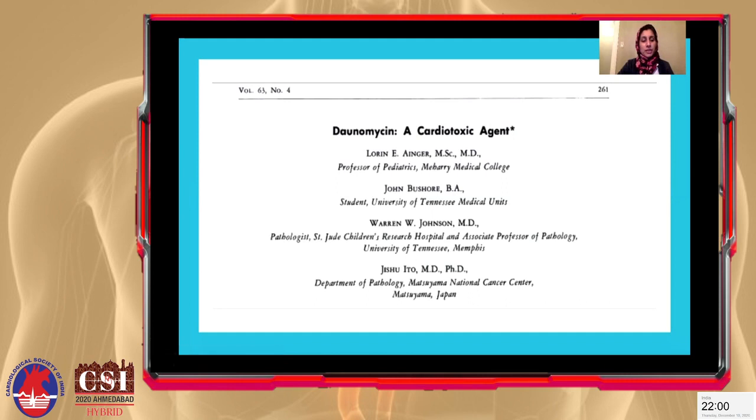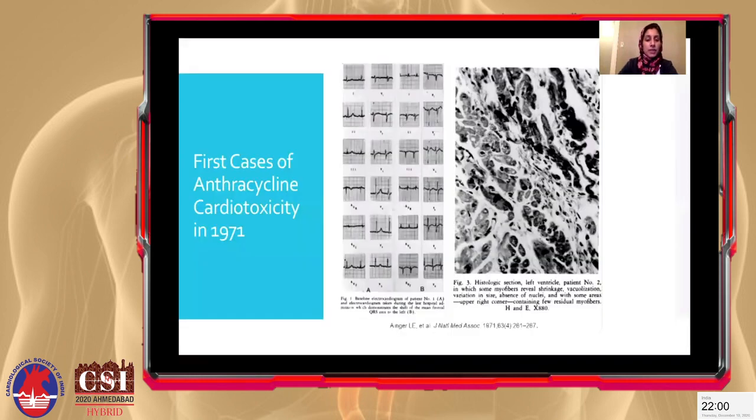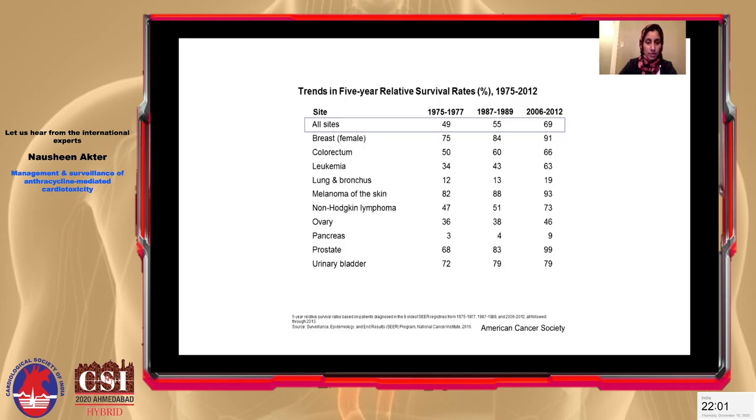We have been using anthracycline-based chemotherapy for several decades. The classic paper was published in 1971 describing 2 cases of 12-year-old patients who developed heart failure following daunorubicin treatment. This was picked up by electrocardiogram. You can see here in figure 1A pre-treatment and then figure 1B post-treatment with daunorubicin. There's a left axis shift. On the heart necropsy, there is evidence of myofibril shrinkage, atrophy, vacuolization, and loss of fibers.